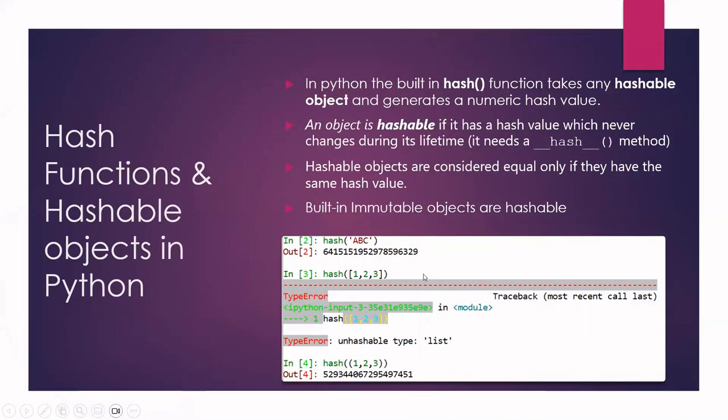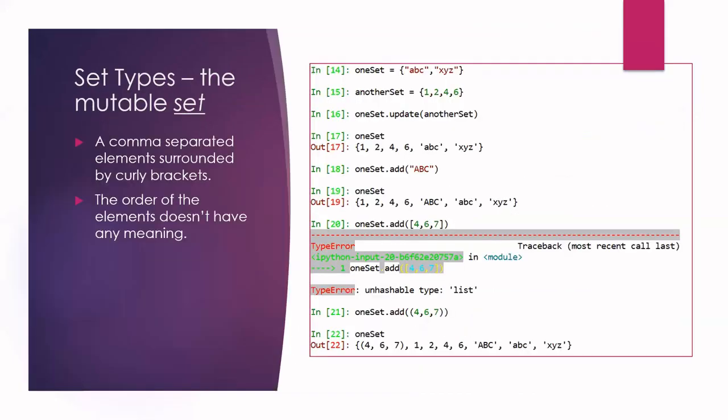Okay, so now let's continue talking about the second category that we talked about. Last time we covered the set category. We have two types under this category: there is a set and the frozen set. And what is the difference between the two? What is the difference between the set and the frozen set?